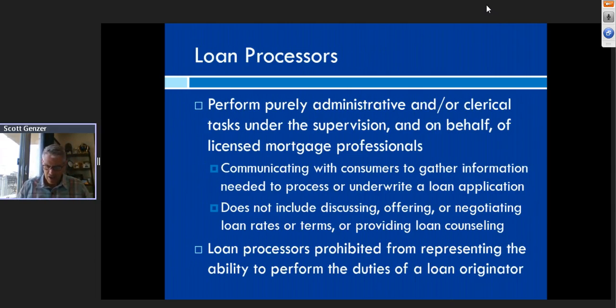All right? And processors, our responsibility. Federal and state licensing laws have a distinction between originators who offer and negotiate loans and processors who we use the term perform clerical and support.